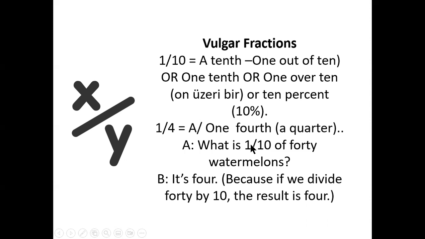What is 1 over 10 of 40 watermelons? Are they 4? Yes, if you divide 40 by 10, it is 4. It is 4, because if we divide 40 by 10, the result is 4. Okay.